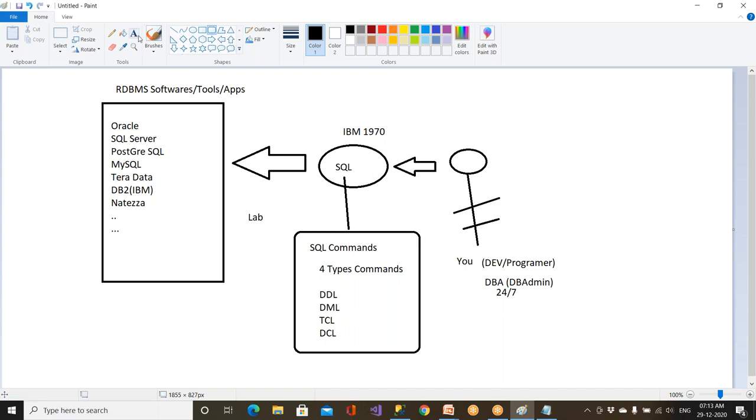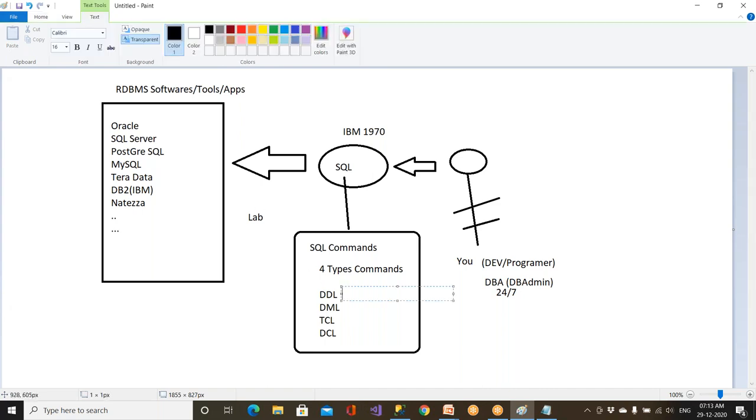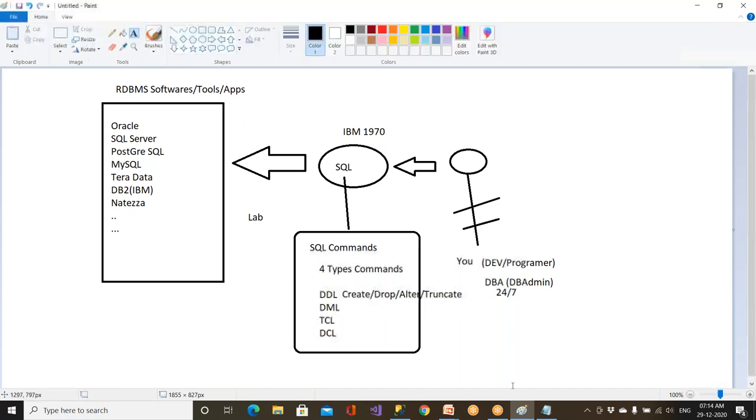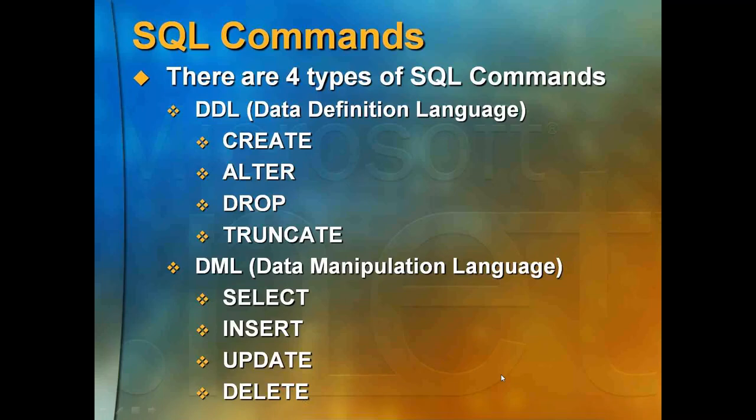Creating a database is a DDL command. Clear? Creating, deleting or dropping the database, and altering it. Altering means modifying. And one more command is called truncate. So these are called DDL commands. We know how to create a database. Clear? Now we know how to drop a database. Data definition means you need to create an object. Clear? So what did we create?